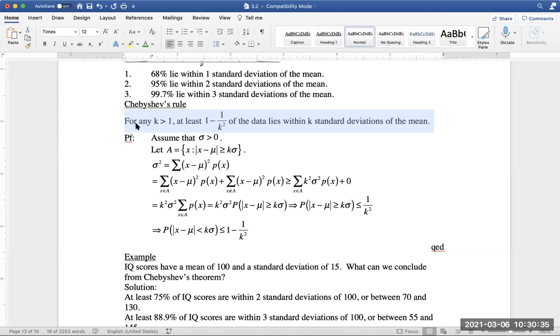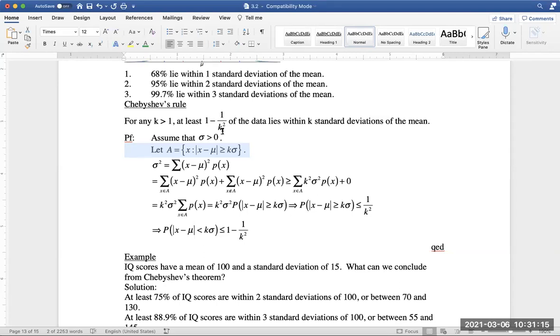Chebyshev's rule. For k greater than 1, at least 1 minus 1 over k squared of the data lie within k standard deviations of the mean. Let me assume that sigma here is greater than 0. If sigma is equal to 0, it really doesn't make sense, because then everything lies at the mean. So assume sigma here is greater than 0.